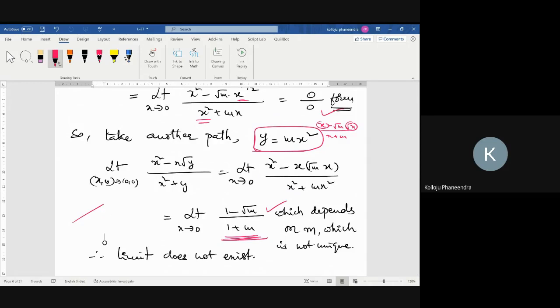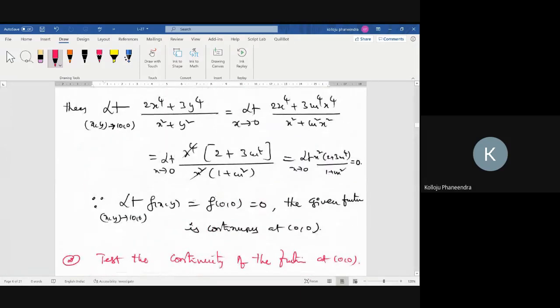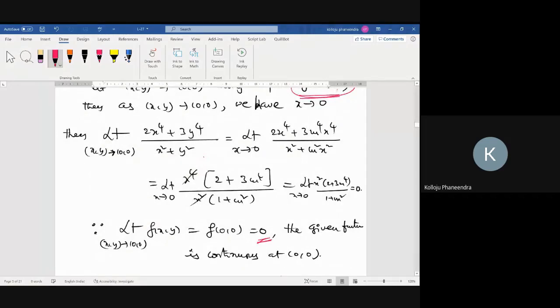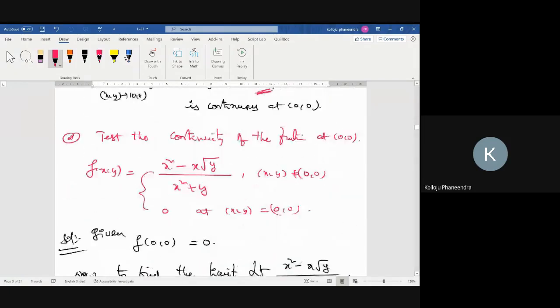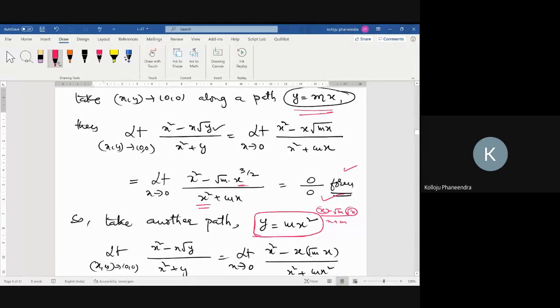Same logic you can apply for other problems also. For example, what is this problem? y equal to mx I have taken. You consider y equal to mx square. In this one, this is one path, a straight line. You consider y equal to mx square and substitute here. If we will get 0, then along any path the value is unique. Generally it will not happen in most of the problems. For this problem, it is happening.